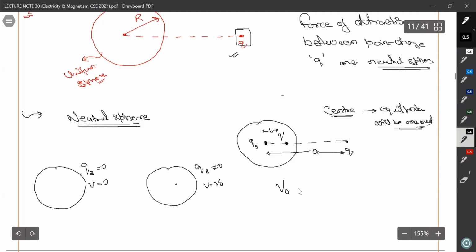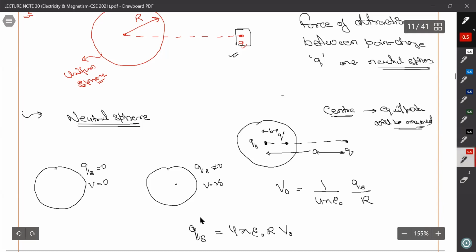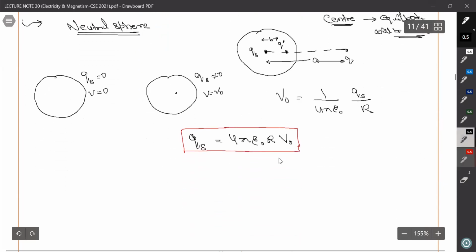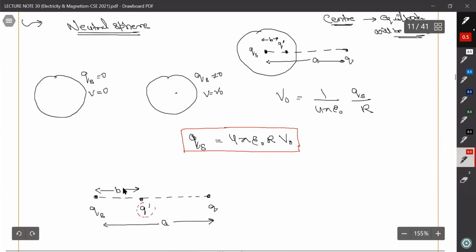I think you know that. V naught equals k, let's write it down. The value of k is 1 upon 4 pi epsilon naught, times qs by R. So from here we can find qs easily, because we are given V naught: qs equals 4 pi epsilon naught R V naught, right? So we are done with this question. The above charge configuration can be written as: we have a charge q here, a charge qs here, and a charge q dash here. This is b, this is a. And we already know the value of q dash from our example, and the value of b.